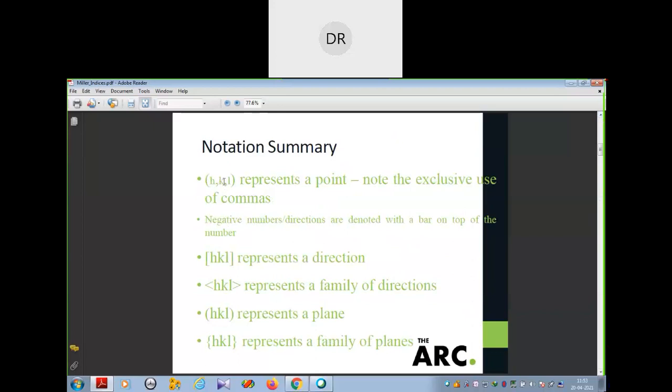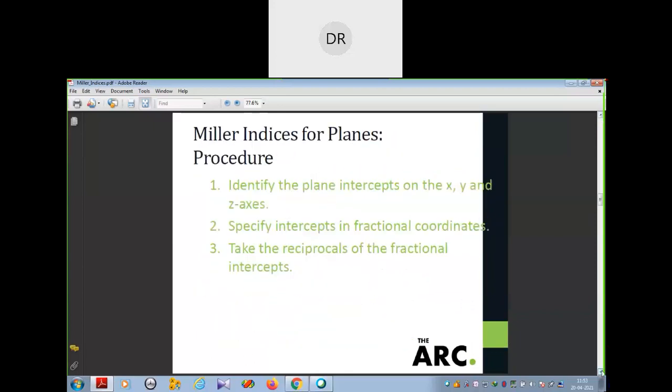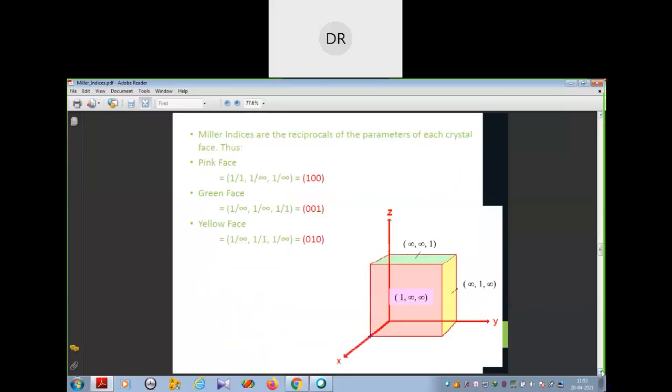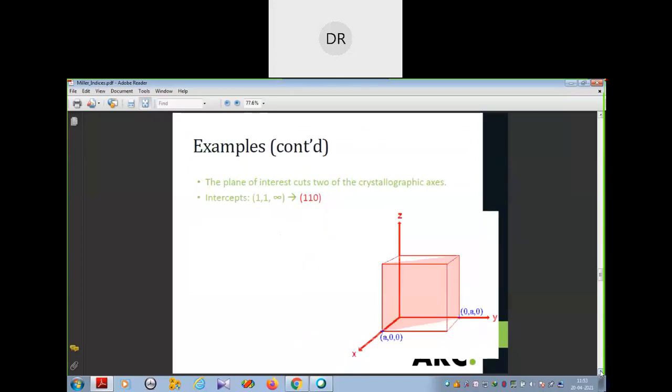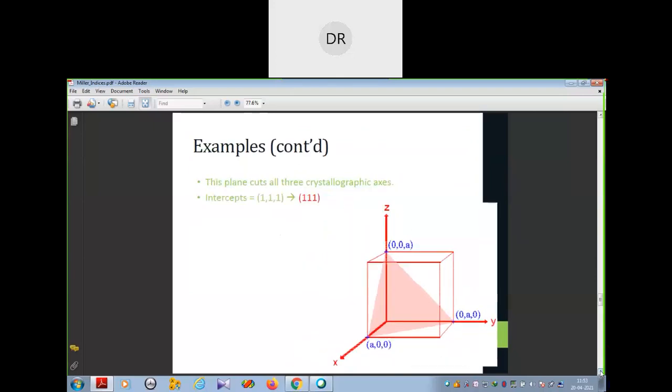So this one you remember. This represents the Miller indices and these represent the intercepts. That's why the intercepts are written with commas. So when you find the Miller indices, you have to write it like this, like a plan. Then your concept will be clear.